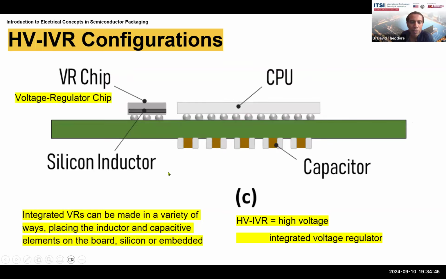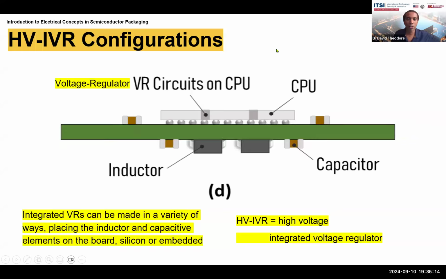Another configuration is this, where we can see that the inductor is a silicon inductor that's built into the voltage regulator chip instead of having to put it in the package or laterally. So by doing these kinds of things, we're able to make the package smaller, because onboard inductors and capacitors tend to be large compared to the die, which makes the size bigger. So here's an example. This is the third configuration.